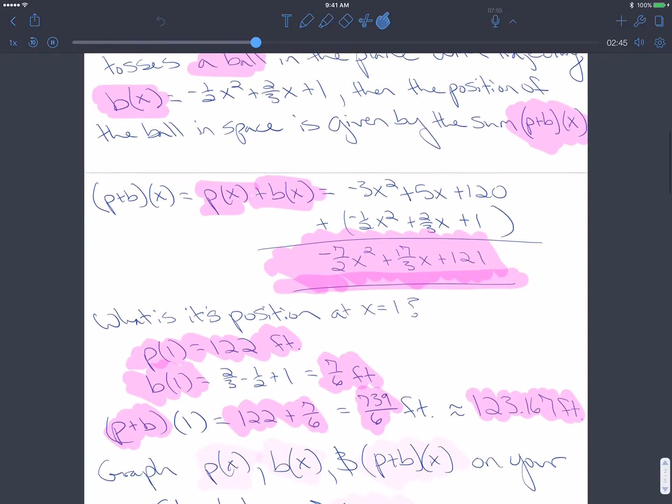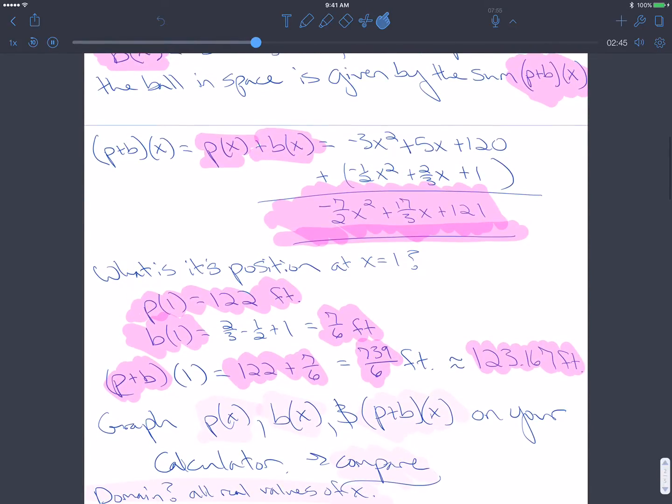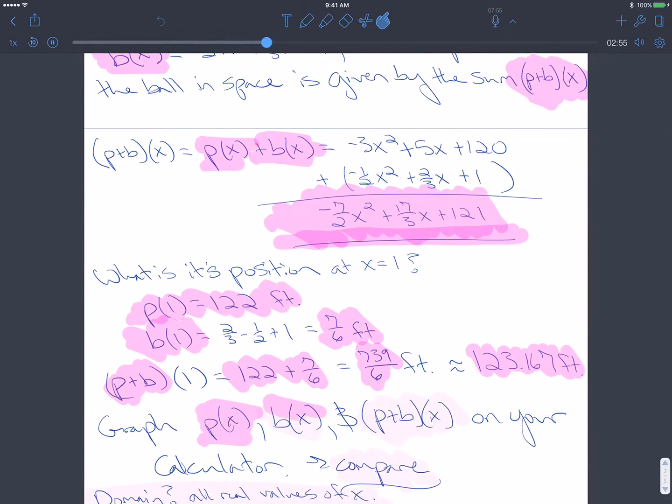For you to get an idea of what's happening visually, I recommend that you graph all three of these functions. Graph p of x, b of x, and p plus b of x on your calculator, just so you can see how they compare. The function p of x is obviously bigger than b of x, but when they're added together, it's going to make a small change to p of x, even though b of x is much smaller. That p plus b of x graph is going to be different from p of x.